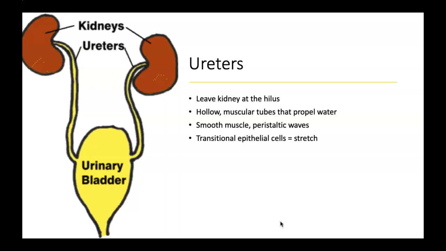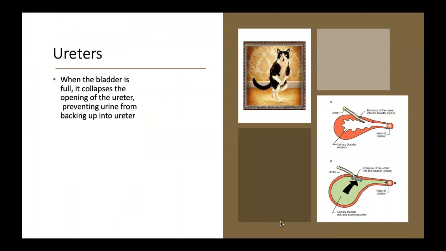We now have urine, and from the kidneys, it's going to work its way through the ureters. So the ureters leave the kidney at the hilus. They are hollow muscular tubes that propel water, which is urine in this case. They're made up of smooth muscle, and they engage in peristaltic waves. The majority of the epithelial cells found in ureters are transitional epithelial cells, and they allow for a lot of stretch of that epithelium.